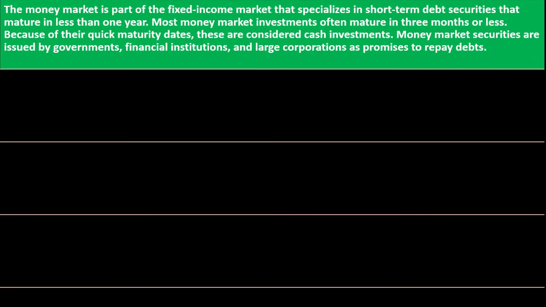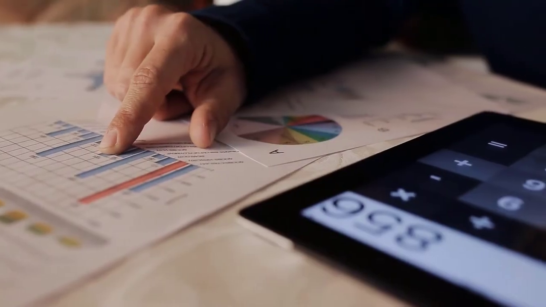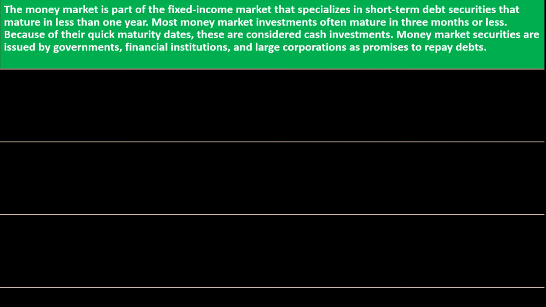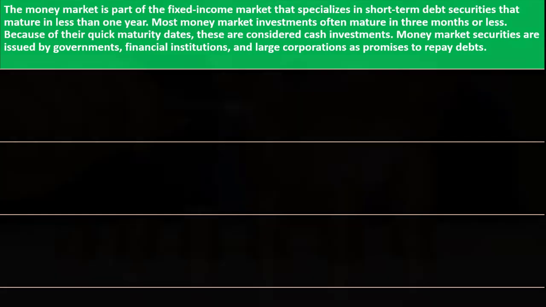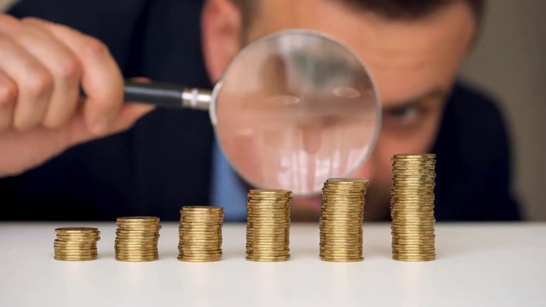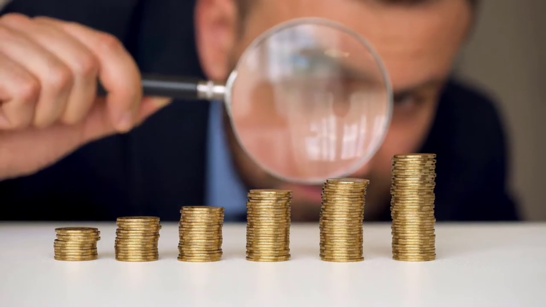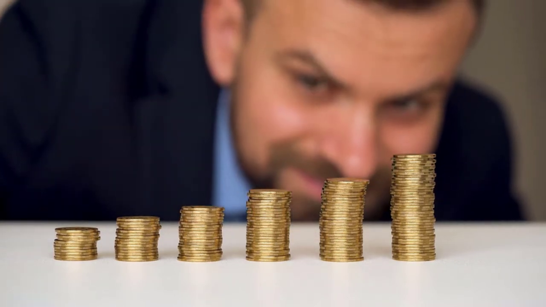So the money market is a part of the fixed income market that specializes in short-term debt securities that mature in less than 1 year. Most money market investments often mature in 3 months or less. So you've got that short-term kind of rollover when they're going to be maturing. Because of their quick maturity dates, these are considered cash investments. So if you're to categorize stocks, bonds, cash, for example, because you can access these fairly short-term, you've got fairly liquid investments, fairly cash-related investments.